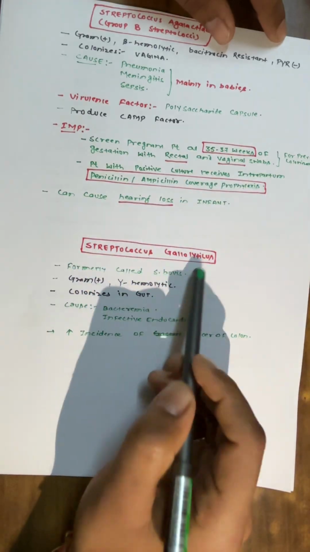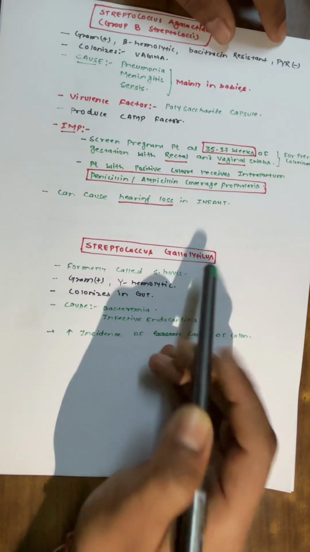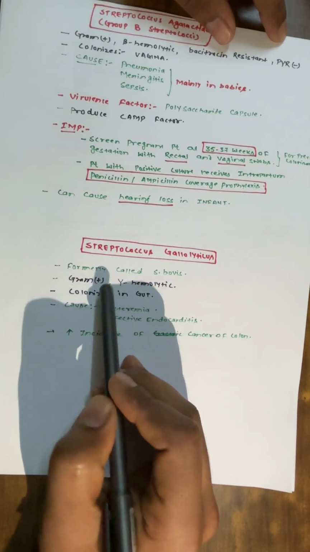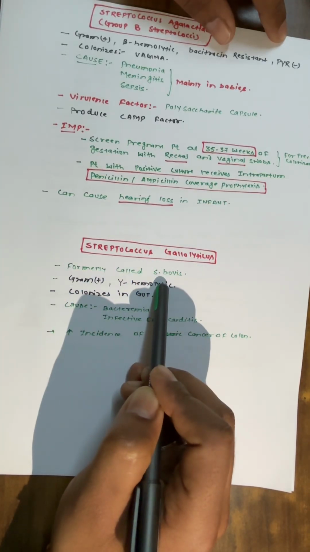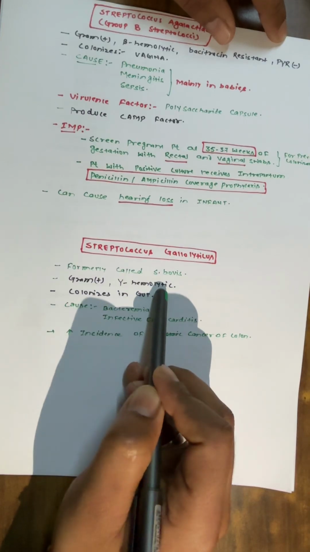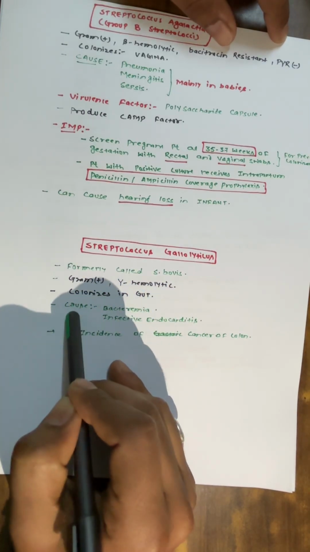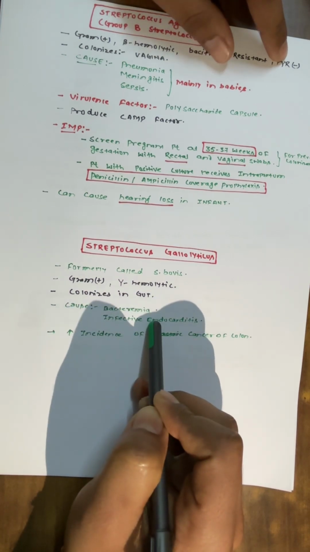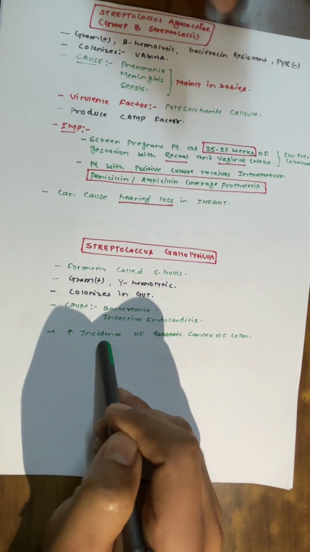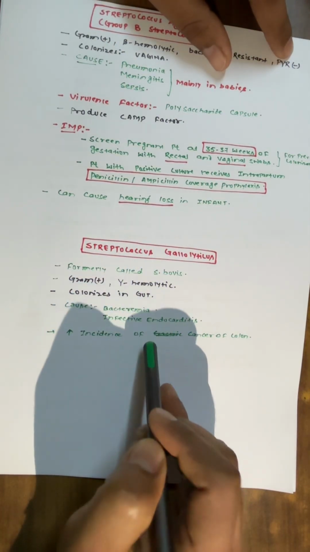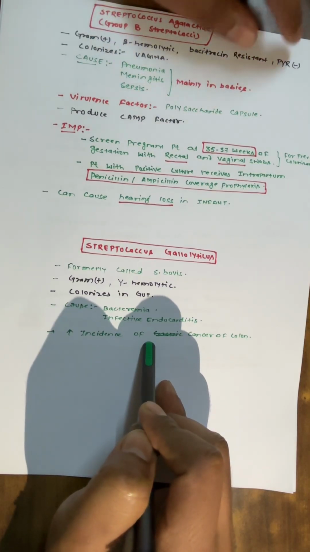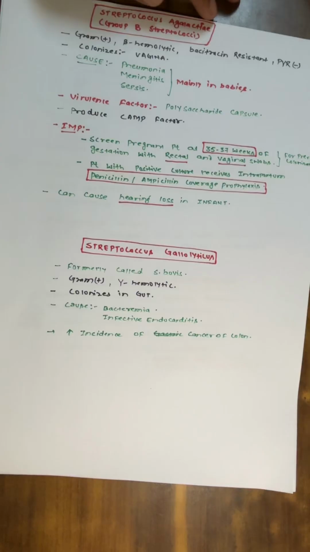Now we'll talk about the last one, Streptococcus gallolyticus. Talking about its lab characteristics, they are also gram positive and gamma hemolytic, and they normally colonize the gut. The main thing is that it causes bacteremia and infective endocarditis. Most importantly, there is a highly increased incidence of colon cancer associated with these infections. So if you see this in a patient's blood culture, you must work them up for a gastrointestinal malignancy.